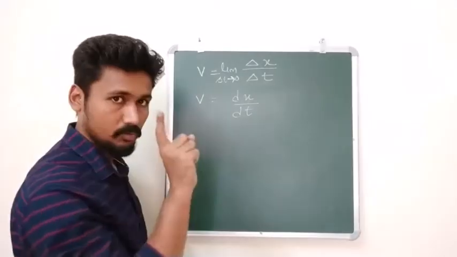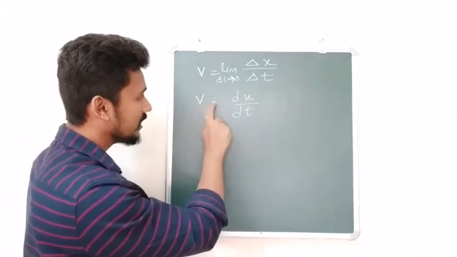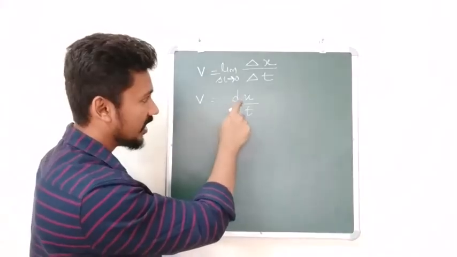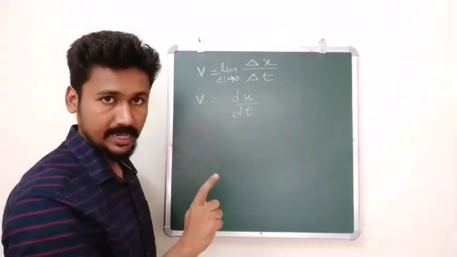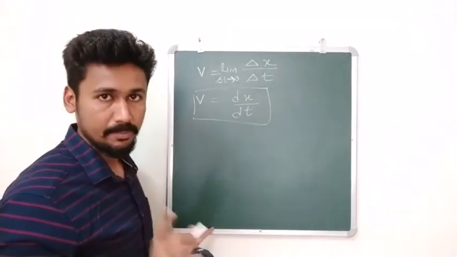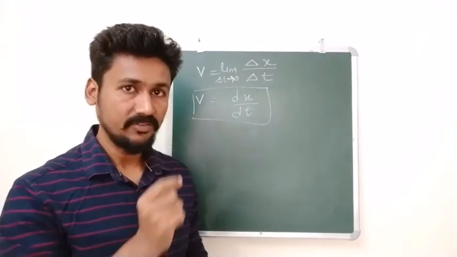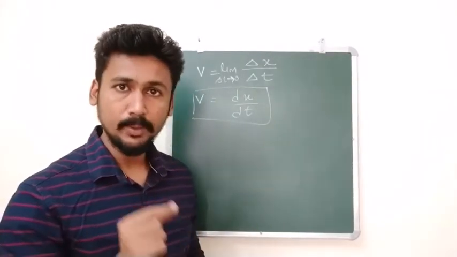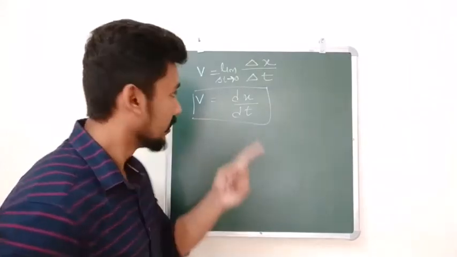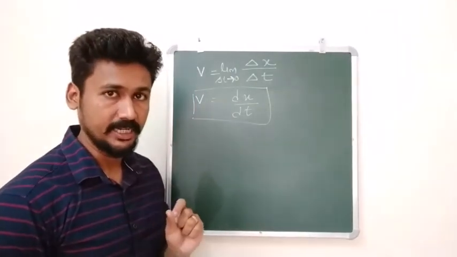So what is to be remembered? Velocity can now be written as dx by dt, the derivative of x with respect to time. This is one new formula that you are going to remember. The SI unit will be the same, that is meter per second. So this is how you will write velocity now.